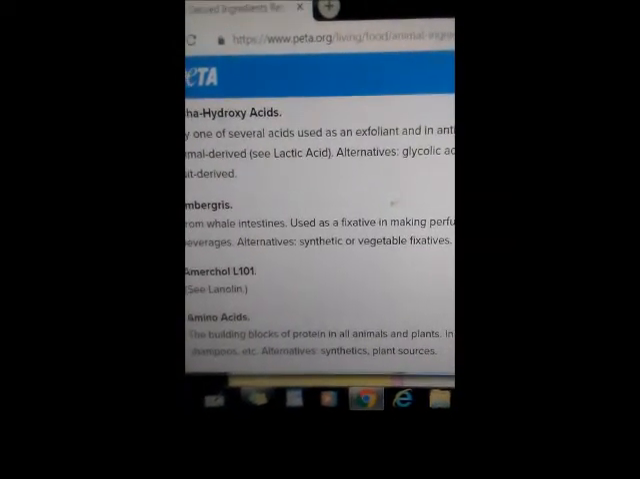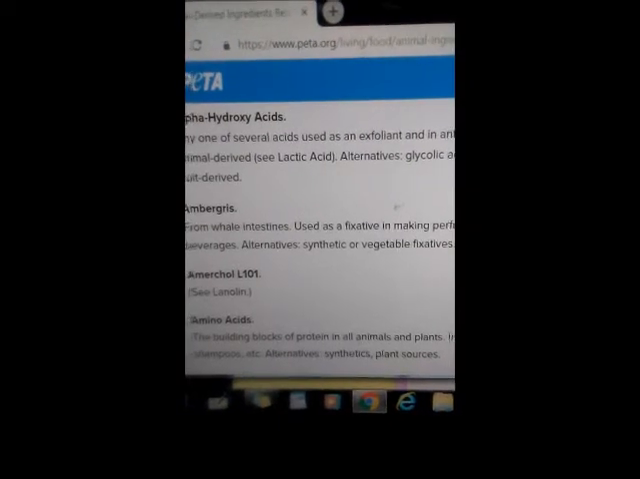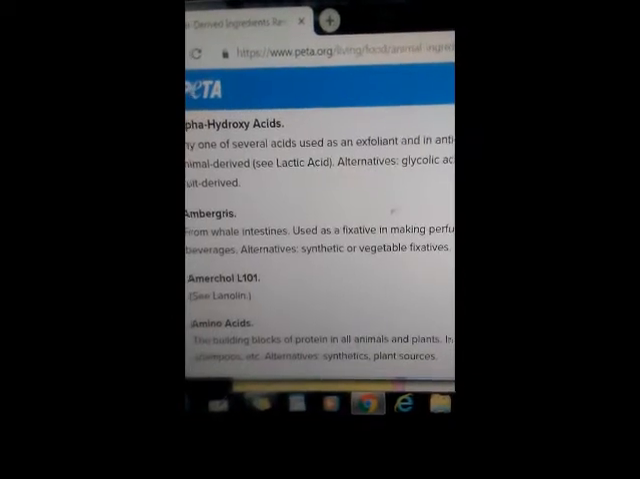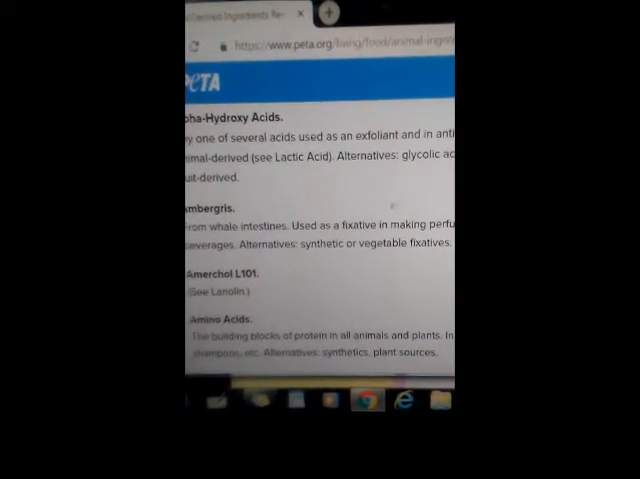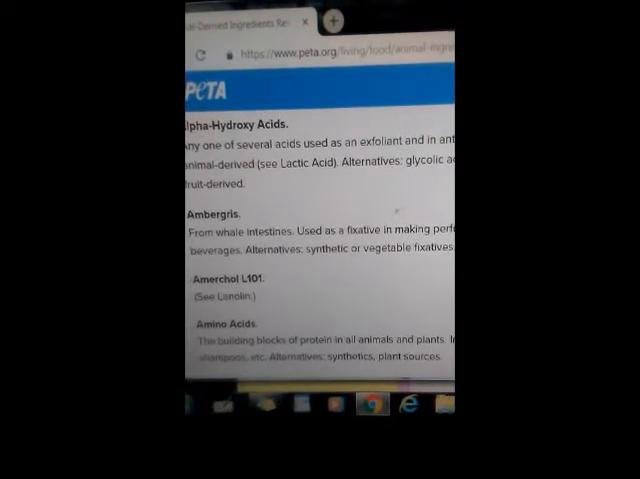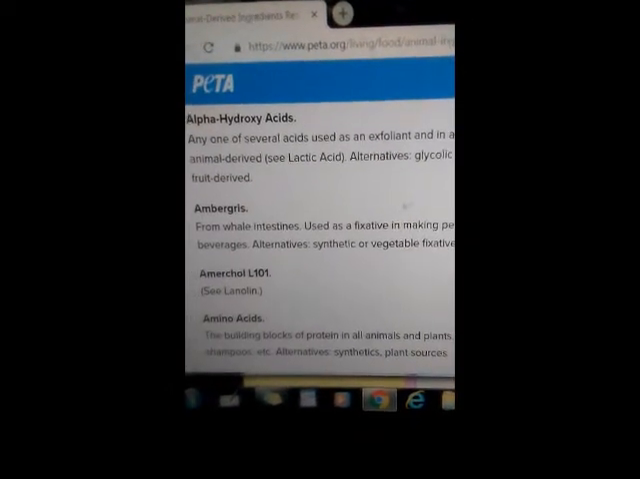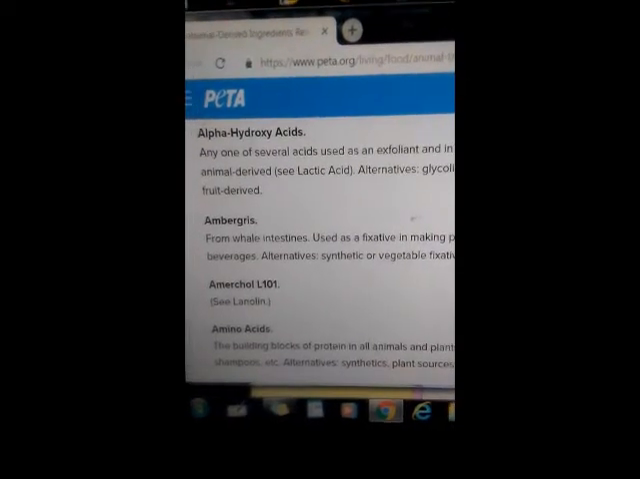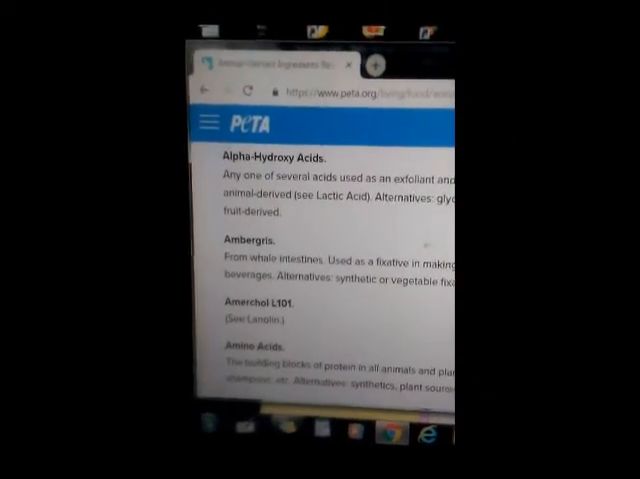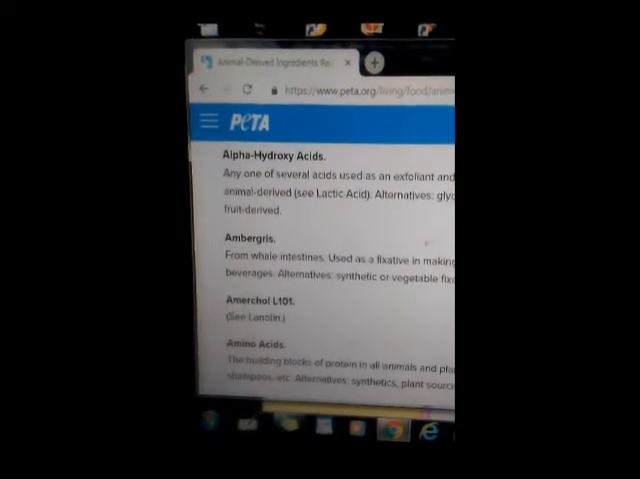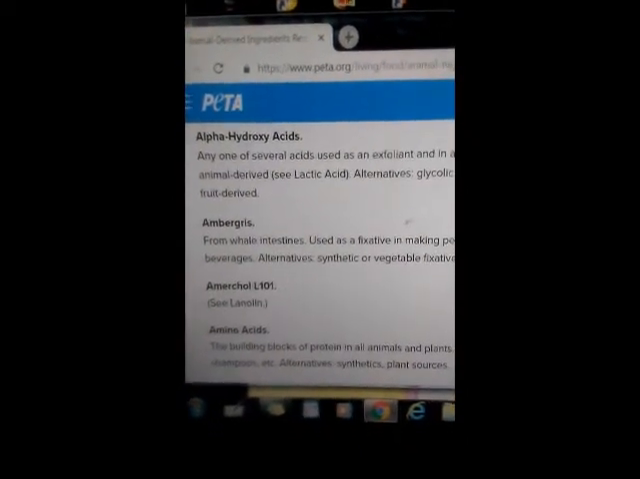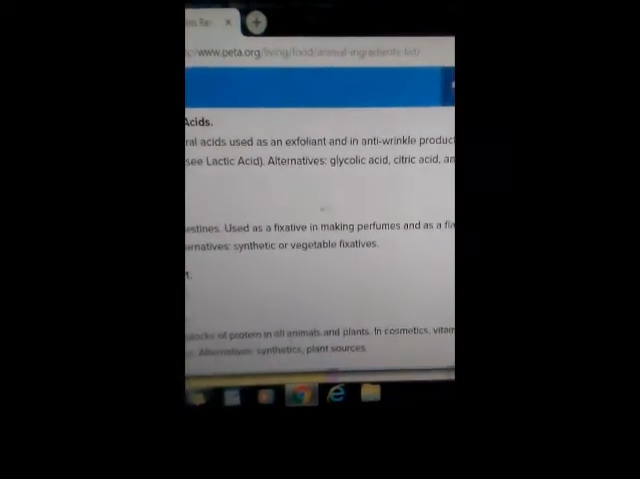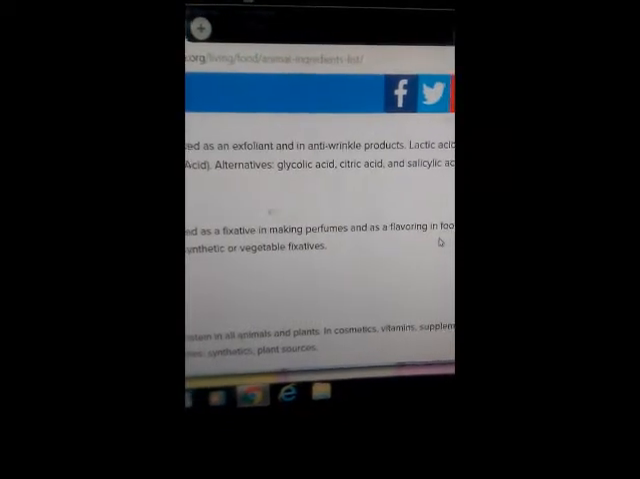We don't eat or have anything to do with anything of the ocean that doesn't have fins and scales, unless it's seaweed or sea vegetables, of course. I'm saying it wrong. Scales and fins. So, from whale intestines, used as a fixative in making perfumes and as a flavoring in foods and beverages.